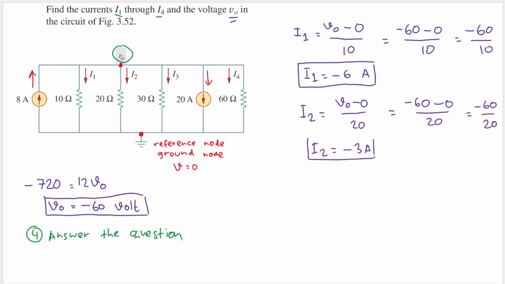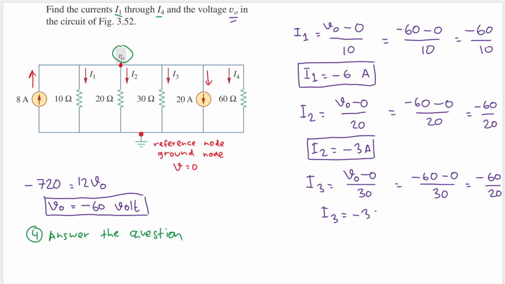Good. Now let's do I3. It starts to get boring from here. V0 minus 0 divided by 30, so minus 60 divided by 30. Therefore I3 is equal to minus 2 ampere.